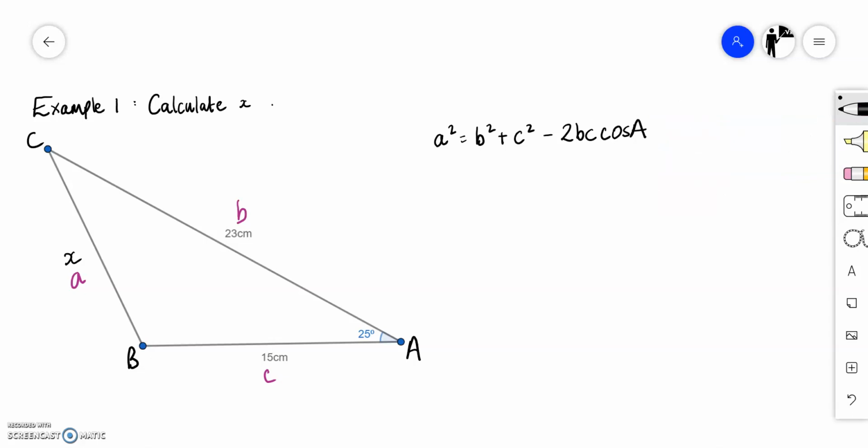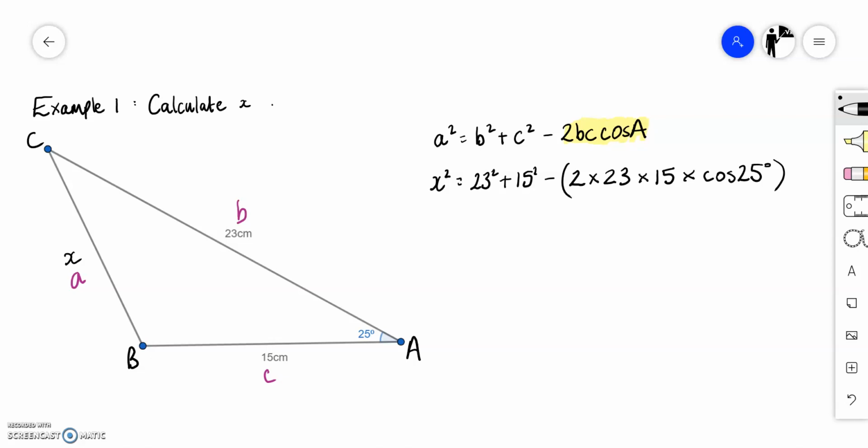So instead of a, we've got x squared. That equals 23 squared plus 15 squared, minus, and see this expression here. What I do, because sometimes you can get a wee error in your calculator if you don't do this, is put this part all inside a bracket. So I'm going to do 2 times 23 times 15 times cos of 25 degrees. That full 2bc cos A goes inside a bracket.